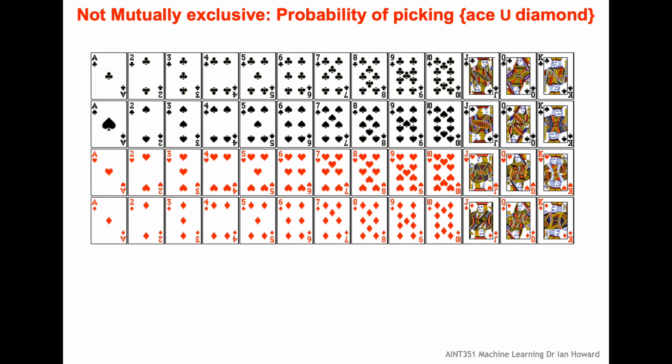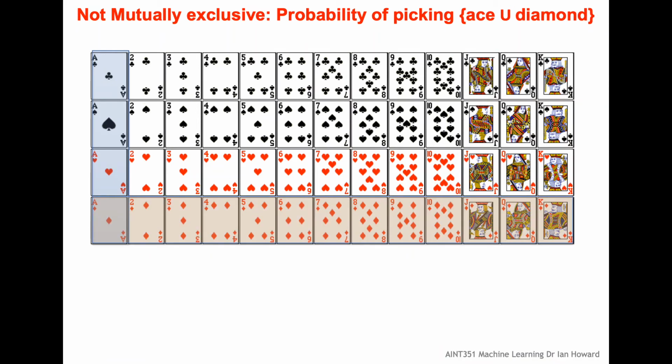As a simple example of that, I could ask the question: what is the probability of picking an ace or a diamond? Let's assume that we're randomly sampling from a deck of cards, so it's a uniform distribution. Therefore, the probability of picking an ace would be related to one of these four cards, 1, 2, 3, 4, out of 52. So we'd say the probability of that is 4 over 52.